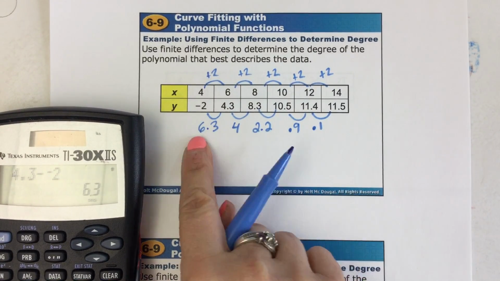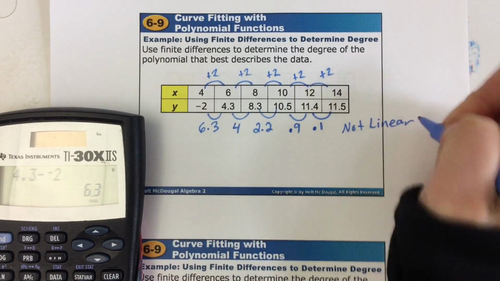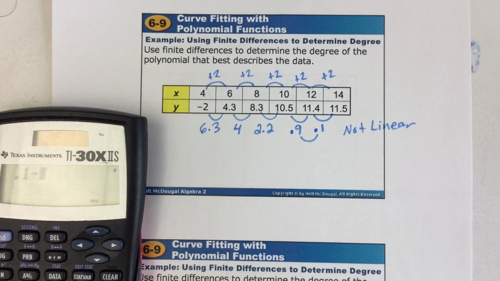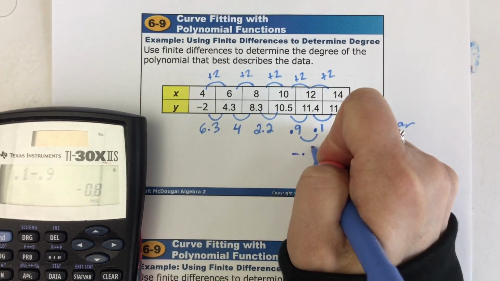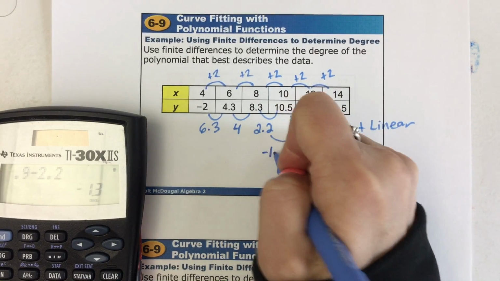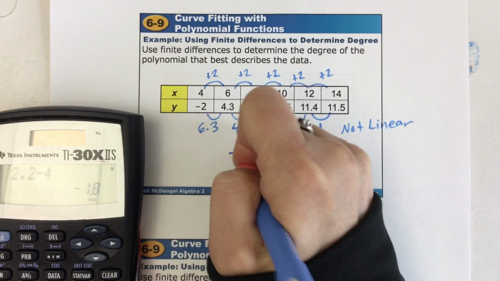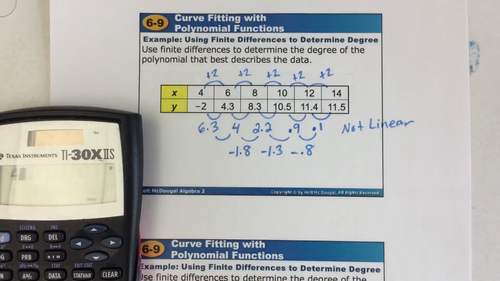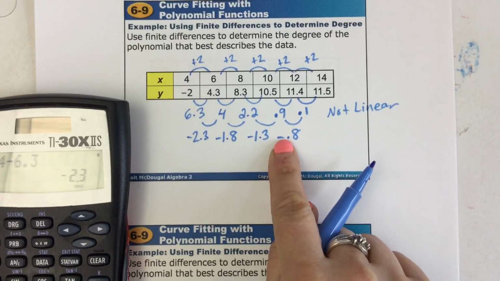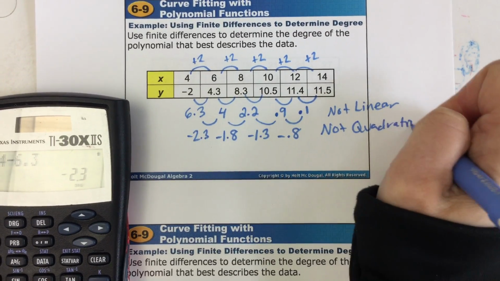So these do not match. This is the first difference. So it's not linear. To see if it's quadratic, now we subtract backwards again. So 0.1 minus 0.9 is negative 0.8. 0.9 minus 2.2, negative 1.3. 2.2 minus 4, negative 1.8. 4 minus 6.3, negative 2.3. So here's our second difference. They do not match, so it's not quadratic.